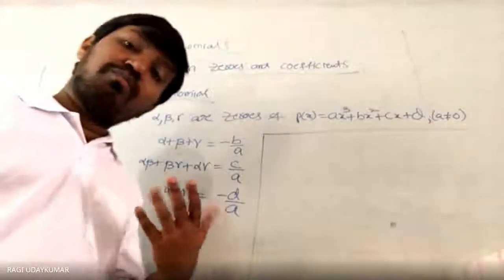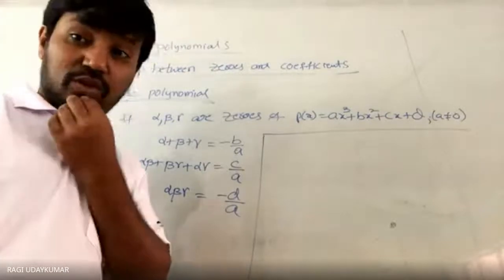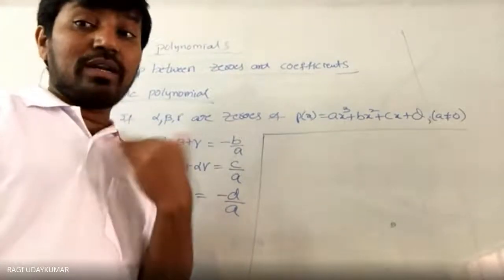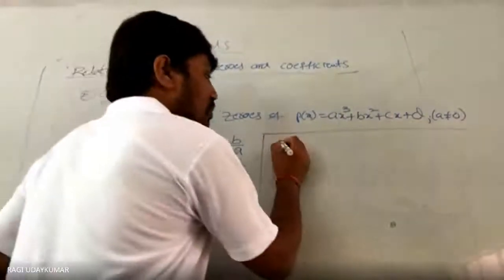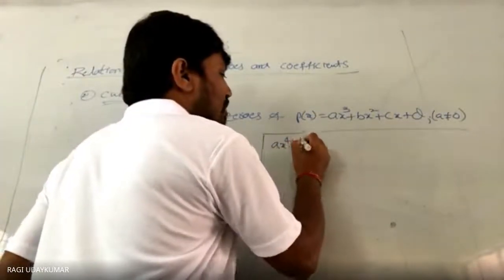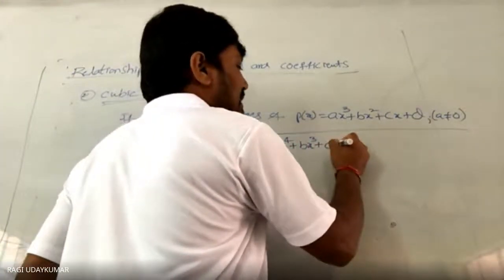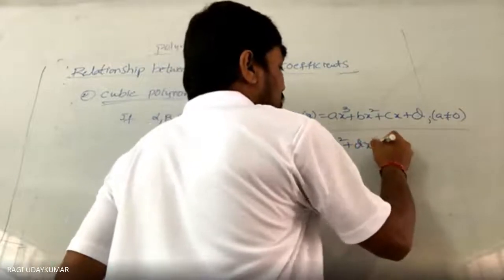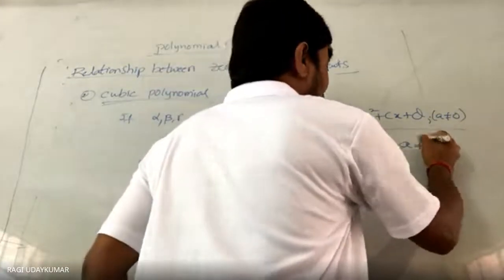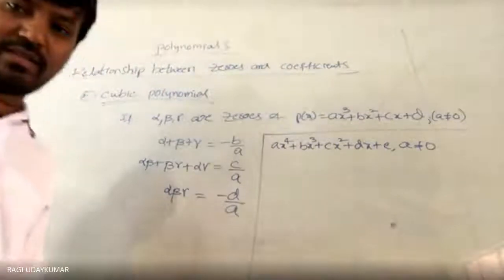Yes, sir. Now let us see. This is given to you in your textbook. Now if a biquadratic is given, how will the zeros be? Suppose ax power 4 plus bx cube plus cx square plus dx plus e, where a is not equal to 0. This is for the biquadratic.